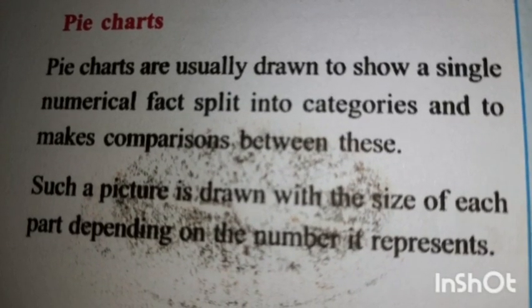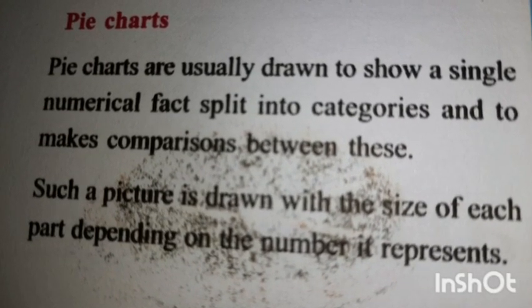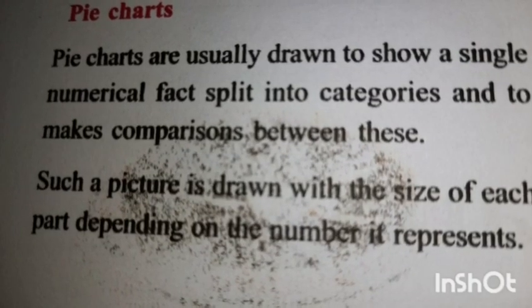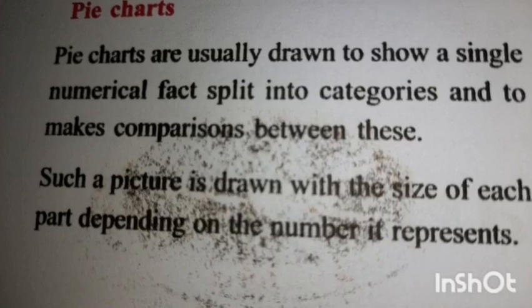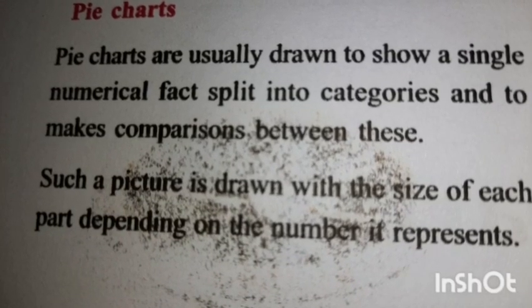And what is the use of pie charts? Pie charts are usually drawn to show a single numerical fact split into categories and to make comparisons between these. We are splitting the categories into slices and comparing them. Such a picture is drawn with the size of each part depending on the number it represents. According to the number, we are splitting the pie chart.